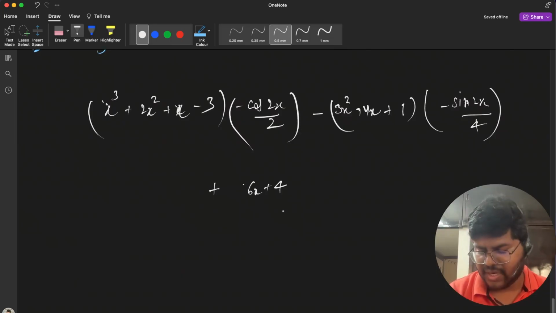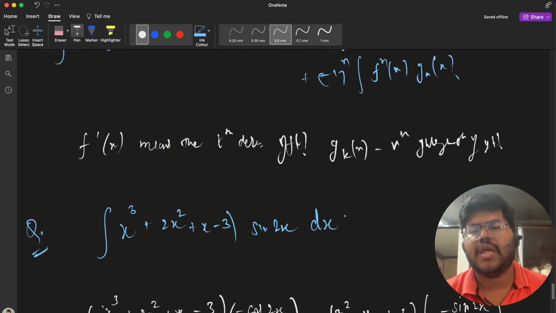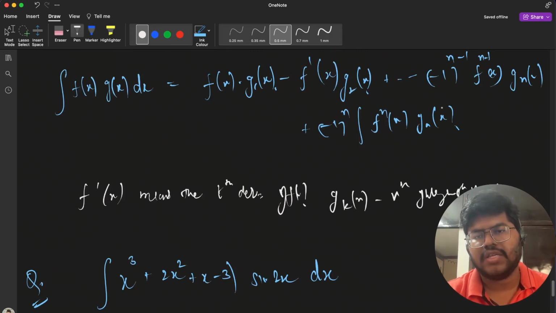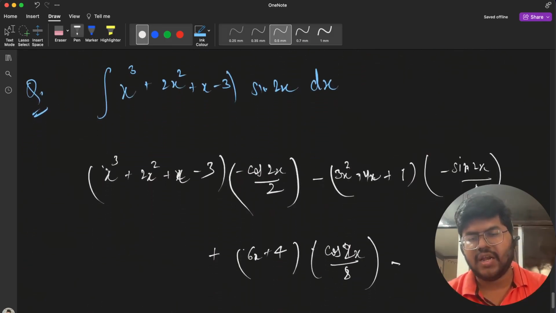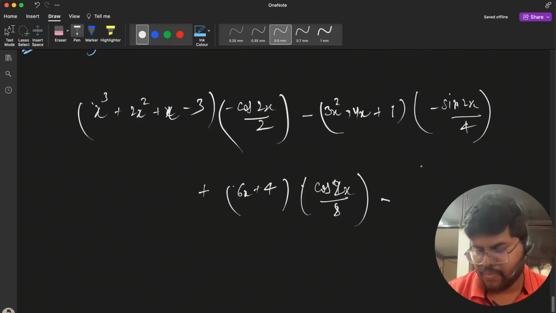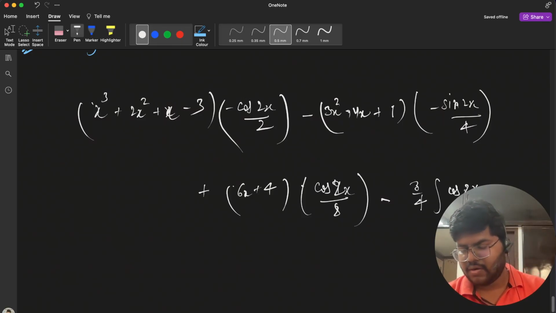So f(x) is 6x plus 4, right? 6x plus 4 times the fourth derivative of cos 2x by 8, minus, according to the formula it gave, minus 1 raised to n. Minus 1 raised to 4 is plus, and f^n(x) g^n(x), right? So minus 3 by 4 integration cos 2x, right? So this is the case.